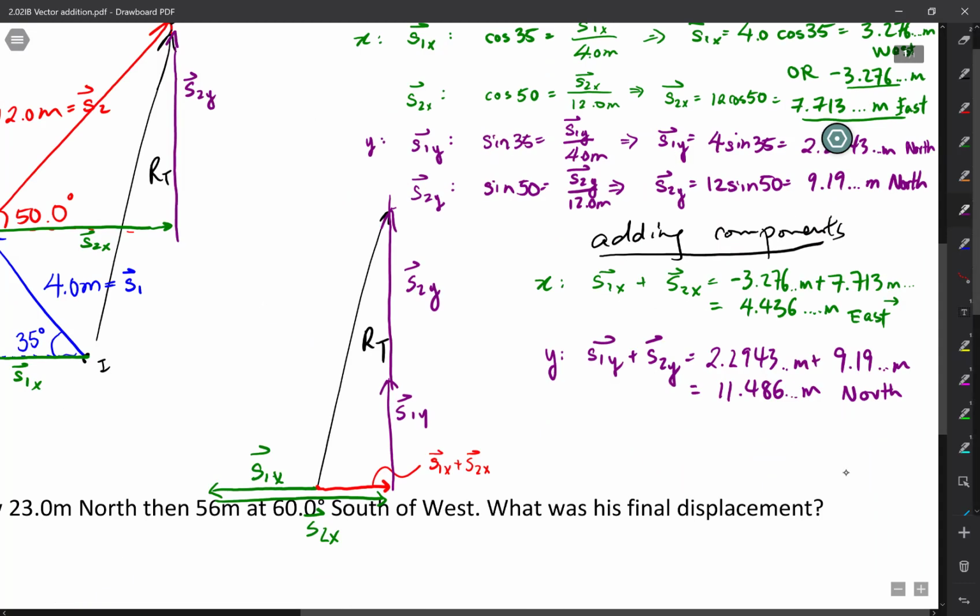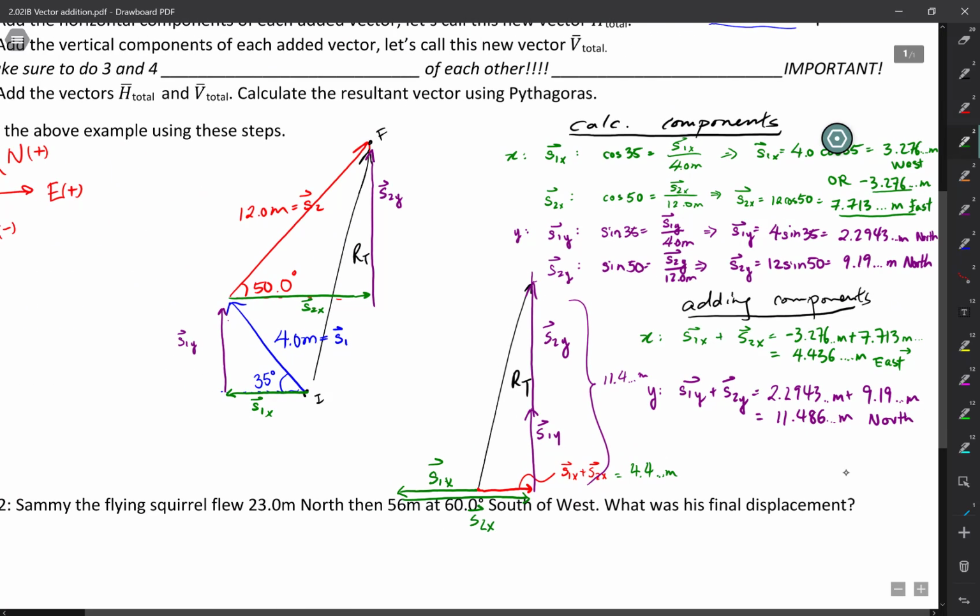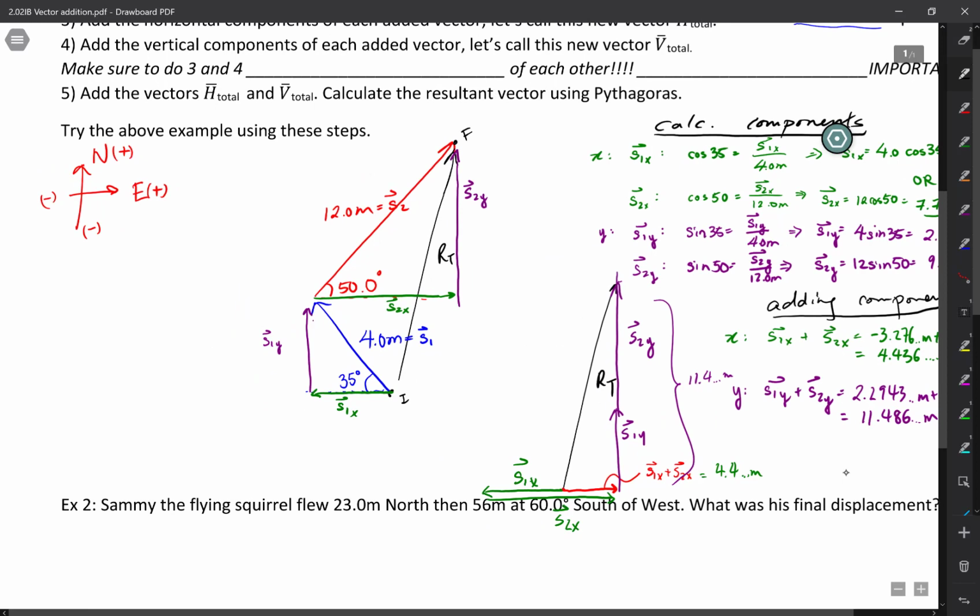Okay, so we can even write some of these in. So the y is 11.4 dot dot dot meters, and my horizontal displacement is 4.4 dot dot dot meters. So I now have the two components of my resultant vector. Now I can finally calculate my resultant vector, at least the magnitude.